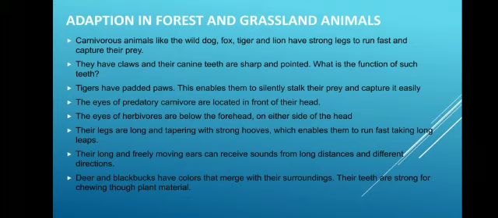Deer and black bucks have colors that merge with their surroundings. Their teeth are strong for chewing tough plant material. The color of their body is like that so that they can easily hide within their surroundings, or easily match with their surroundings. And their teeth are very strong to chew tough plants also.